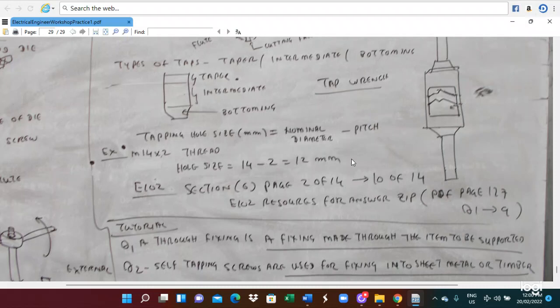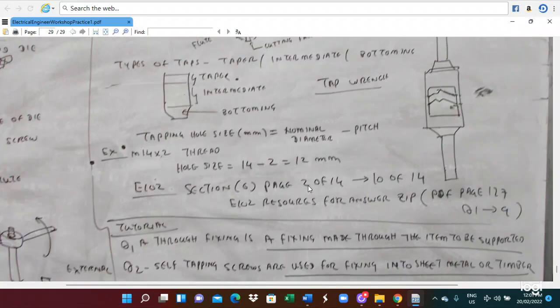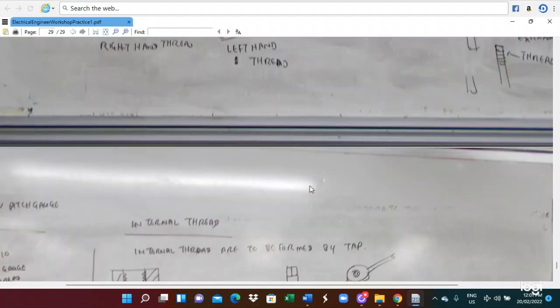Through fixing is a fixing made through the item to be fixed. Self-tapping screws are used for fixing into sheet metal or timber. Chemical anchors are used for fixing into masonry near the edge. So this is for the thread and the die. In this case, in the lower level 3 course, I explained to you about occupational workplace safety as well as tapping and threading.